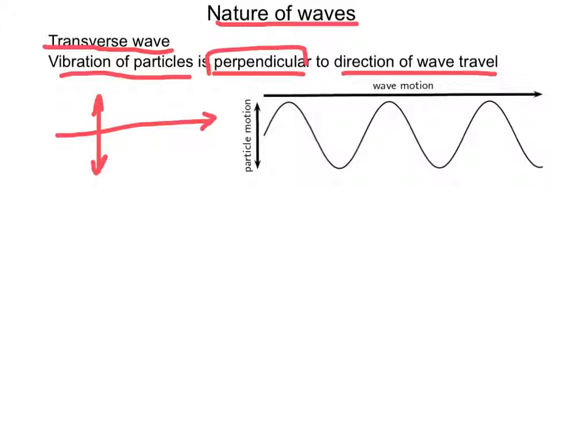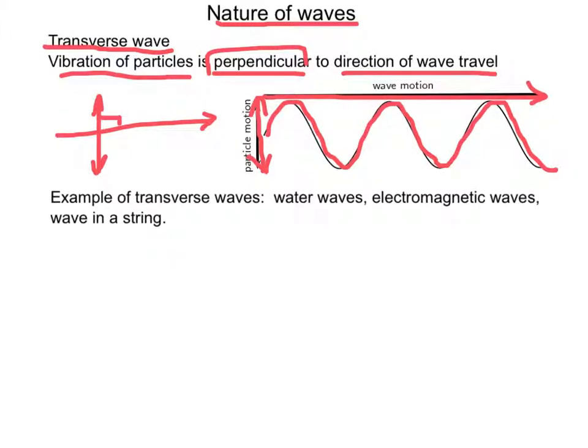Just like this diagram, you see we have a wave here, and the vibration of each particle on the wave is moving up and down, and the direction of the wave is traveling to the right. Okay? In this case, the vibration of the particle is always perpendicular to the direction of the wave travel. This kind of wave is called a transverse wave. Examples of transverse waves are water waves, electromagnetic waves, and waves in a string.